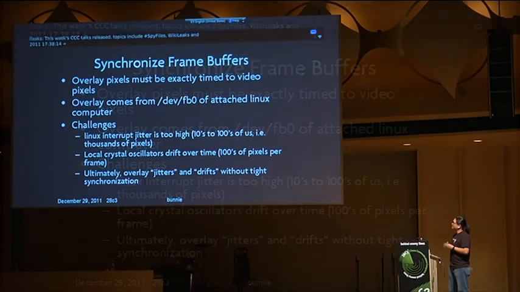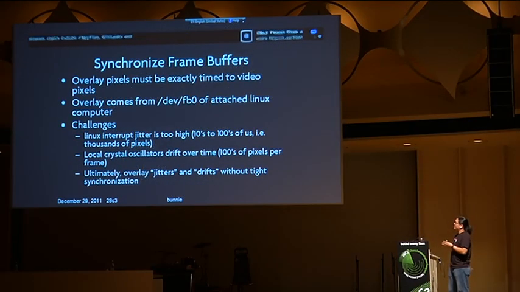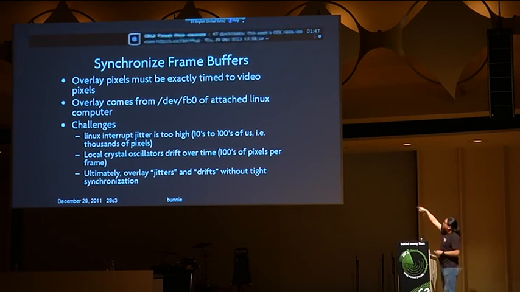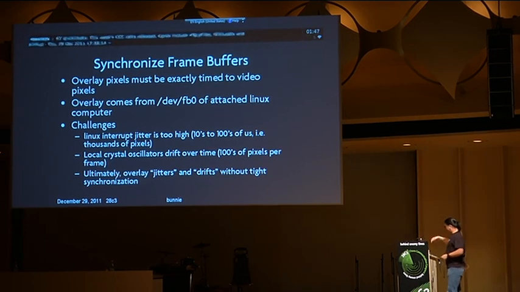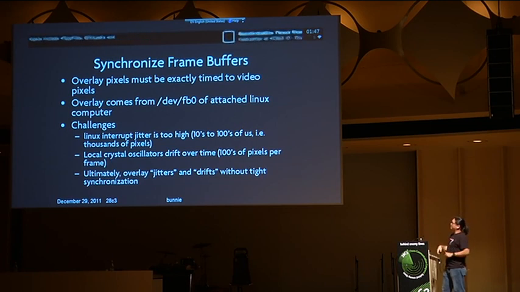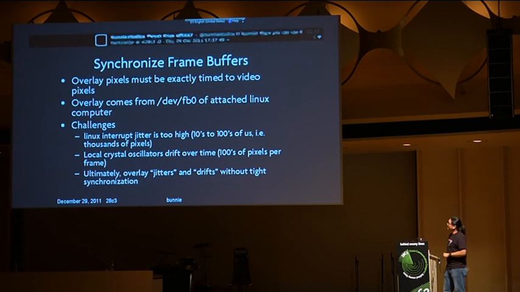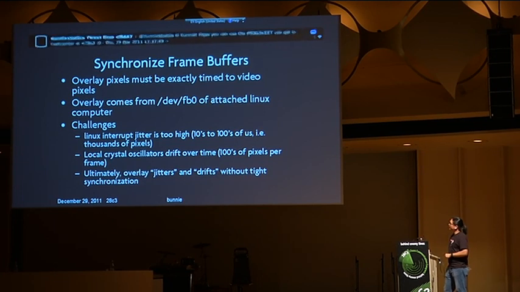The overlay pixels need to be exactly timed to the video pixels. And the overlay itself, for example this stuff that's coming across the top here, is all being computed by the local Linux computer that's on any TV. We're just writing to /dev/fb0 with WebKit to create this overlay. There's a bunch of challenges to doing this.